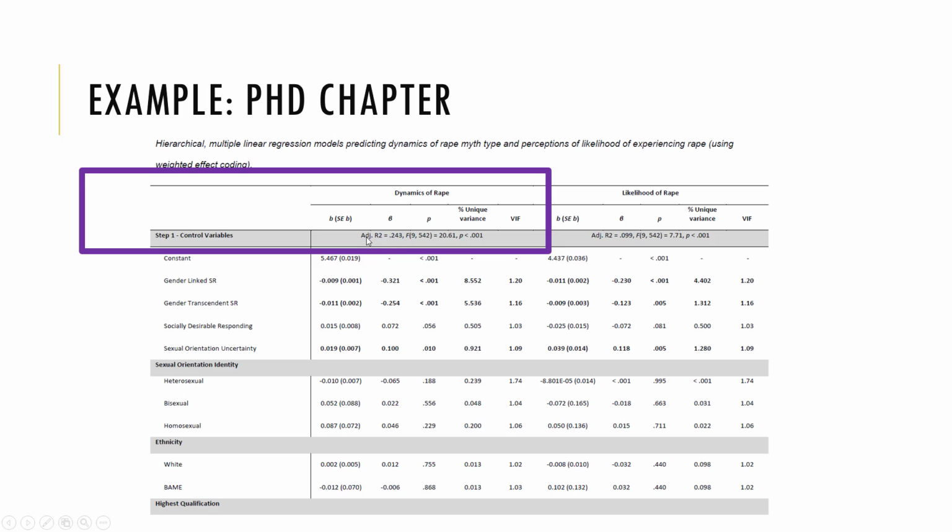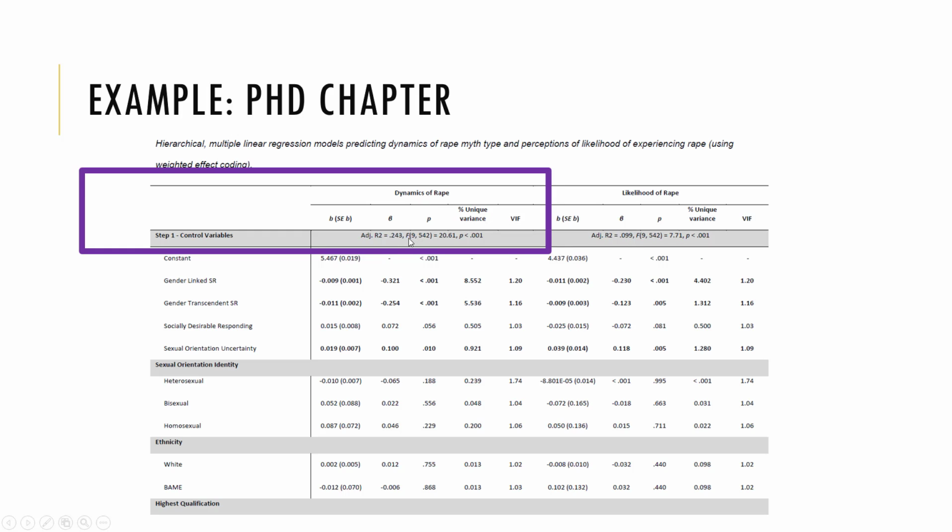So if I take all of these things together, does it give me an idea of how much variance in these dynamics of rape myths it allows me to account for? So I've reported the adjusted R squared, and what I've got is a value there of 0.243. So if I multiply that by 100, then in all, that accounts for 24% of the variance in this score.